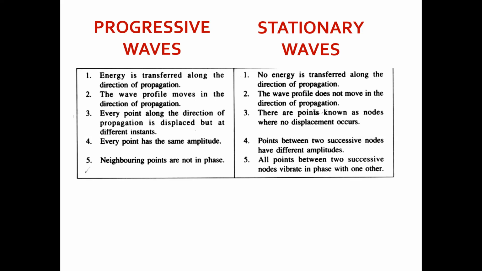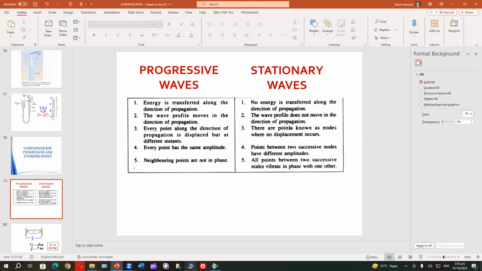Sir, can you explain what are the neighboring points for the point? Progressive waves, part 5. The neighboring points are not in phase, which means that the progressive wave does not come back. The progressive wave is not coming back.